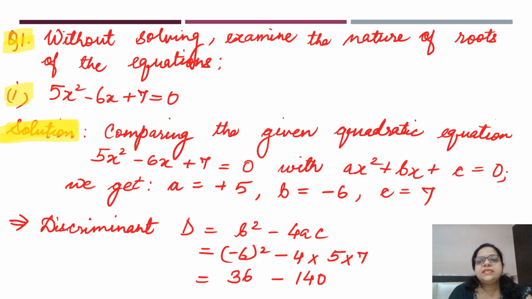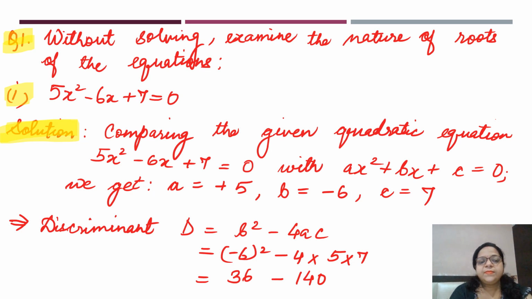Without solving, examine the nature of the roots of the equation 5x square minus 6x plus 7 is equal to 0. Solution. Comparing the given quadratic equation 5x square minus 6x plus 7 is equal to 0 with ax square plus bx plus c is equal to 0, we get the value of a as 5, b as minus 6 and c as 7.